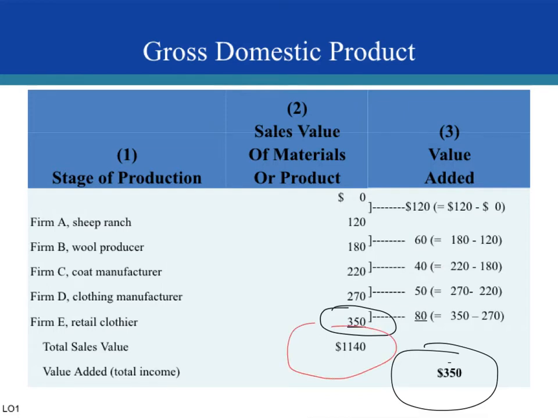Now, if we were to count the sale values of the materials or the product at each stage, then the total we would get is 1140. But this would include double counting. The sheep rancher sold it to the wool producer for 120, the wool producer to the coat manufacturer for 180, etc. But this is already including the original value and the value added. So we are double counting here, and we don't want to do that. What will go into GDP is the 350, not the 1140.